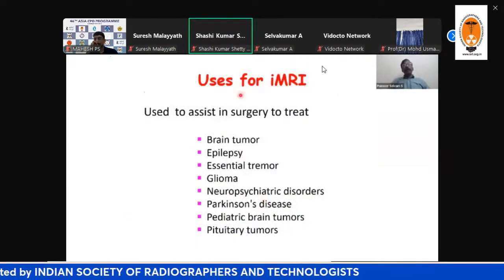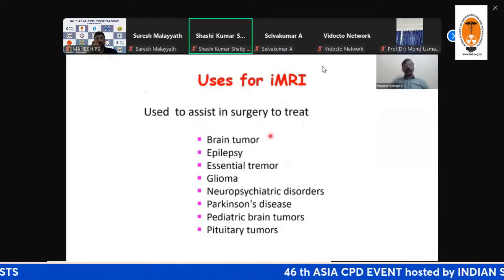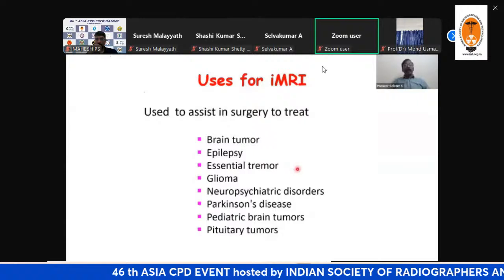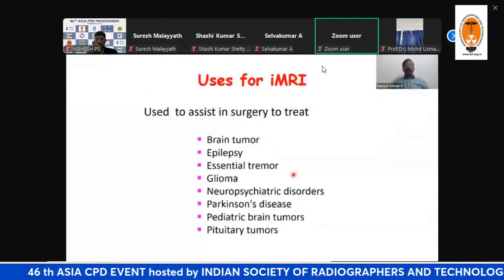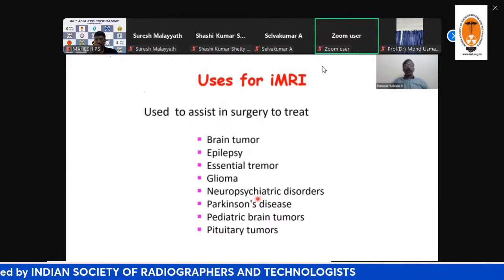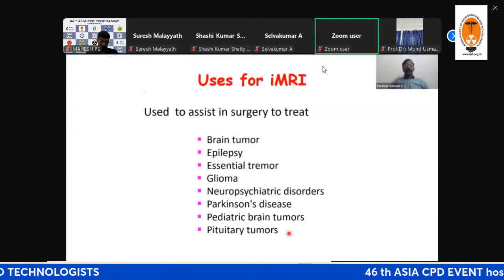The uses of IMRI: it is used to assist in surgery to treat the following conditions. Of course, the common one is brain tumor, and patients with symptoms of epilepsy or essential tremors, glioma, neuropsychiatric disorders, Parkinson disease, pediatric brain tumors, and, in some cases, pituitary tumors also.